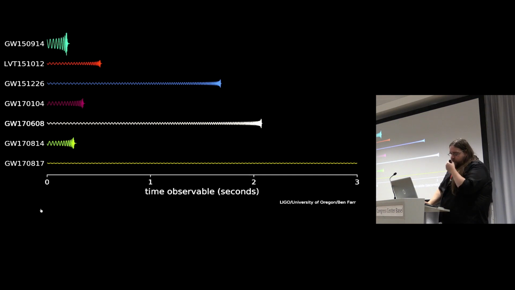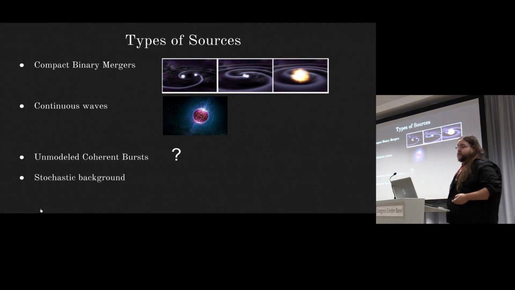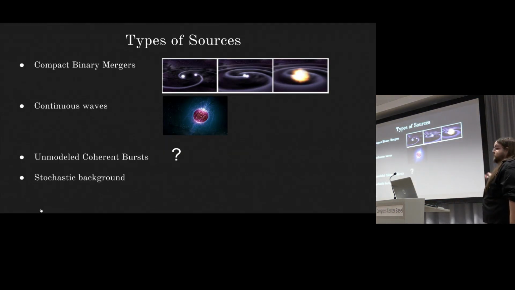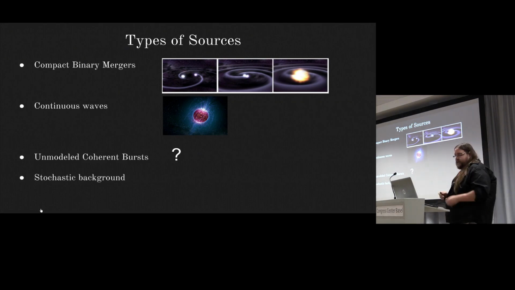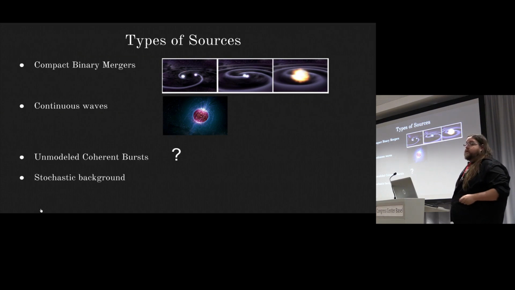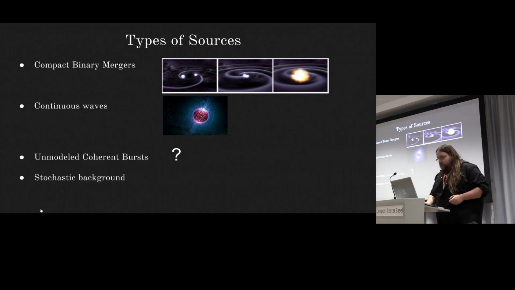But now, well, these aren't the only kind of things we're looking for. I am going to focus today on compact binary mergers, but we are also looking for continuous waves from spinning neutron stars, unmodeled coherent bursts, supernova, stochastic background. But again, today I'm going to focus on compact binary mergers. So how do we look for these?